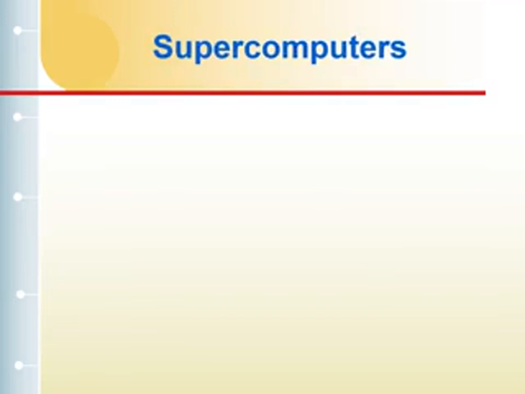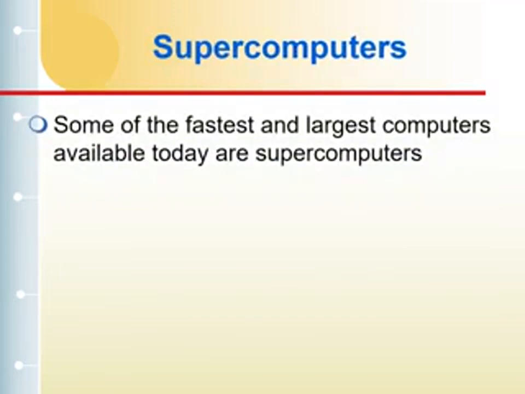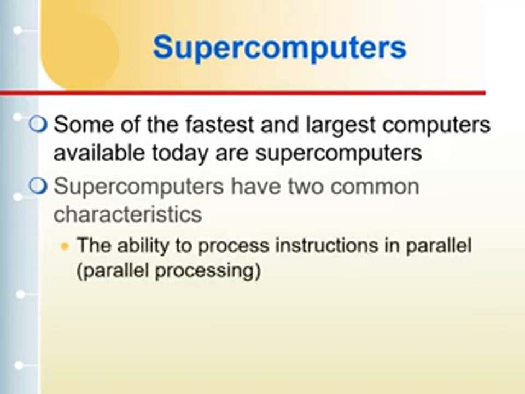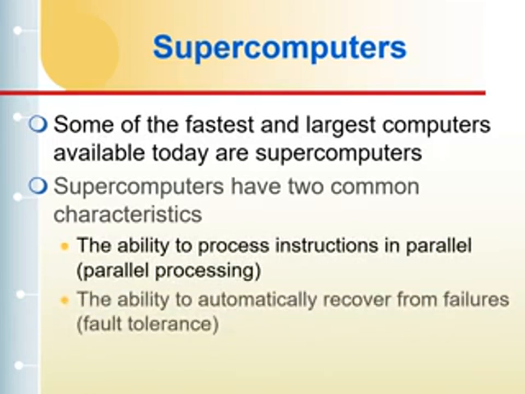What are supercomputers? Supercomputers are some of the fastest and largest computers available today. These computers have two common characteristics. They are able to process instructions in parallel, and they have the ability to automatically recover from failures, so they are fault tolerant. Supercomputers are the biggest, most expensive, and fastest.